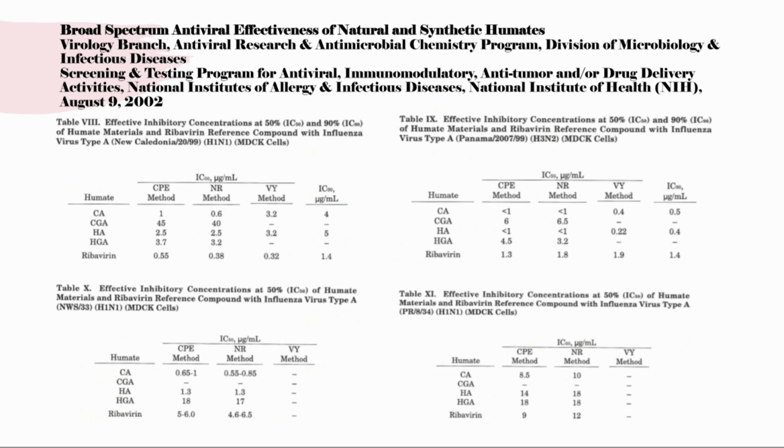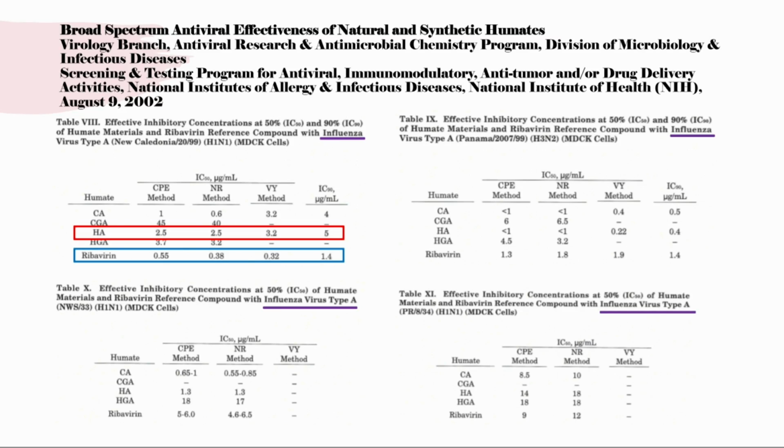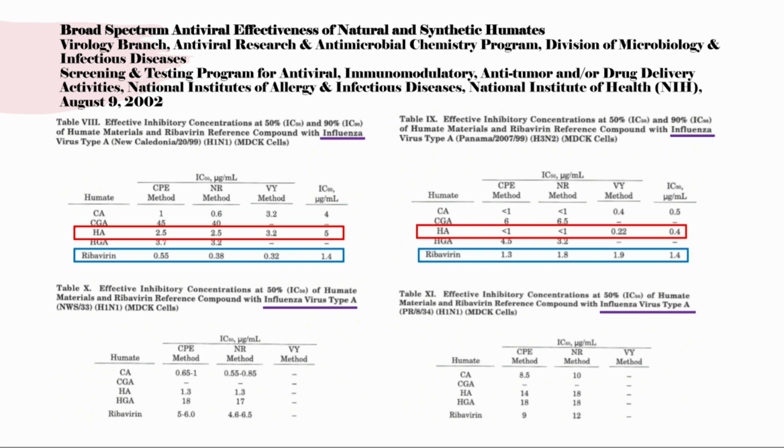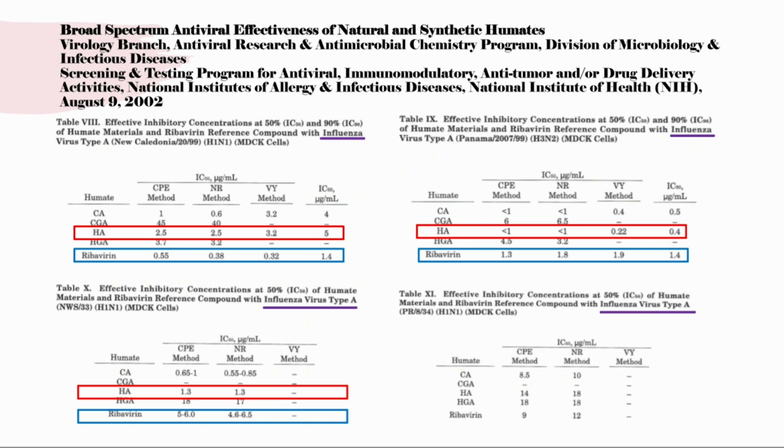On this next slide, we can look at the effects of humic acid on the influenza virus, which causes the common flu. On table 8, humic acid has antiviral activity, but not as remarkable as the reference product here, which is ribavirin. On table 9, when you look at humic acid and ribavirin, the efficacy of humic acid is actually higher than it is for ribavirin, looking at H3N2 version of influenza. For Table 10, humic acid and ribavirin numbers are there for your review.